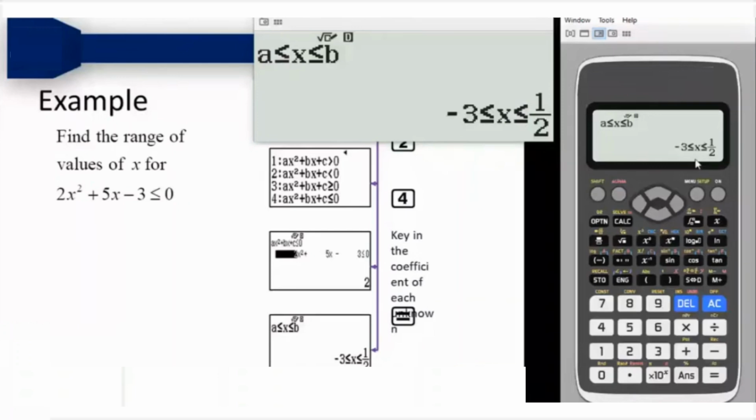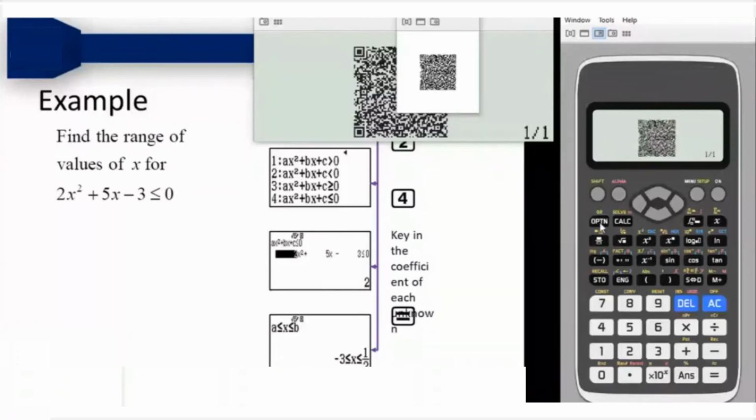In my previous episodes, I told you that one of the good features about this calculator is if you want to visualize how the graph will look like, you can press shift and you press this OPTN button. Shift and OPTN will give you a QR code. When you scan this QR code, you will be able to visualize the graph through your cell phones. I taught you how to scan the QR codes in my very first episode.